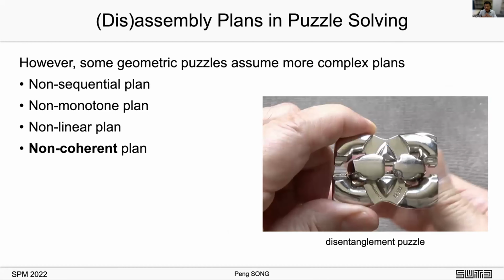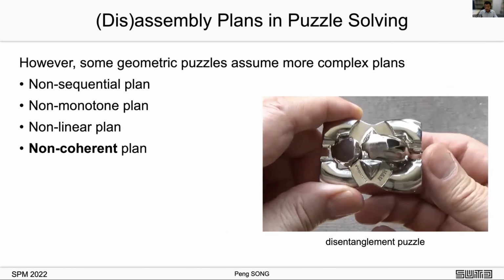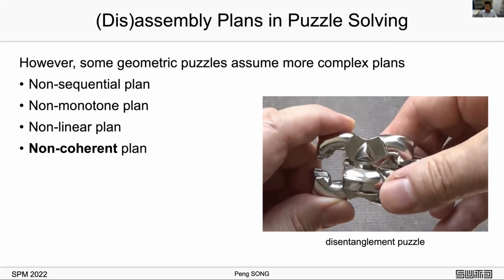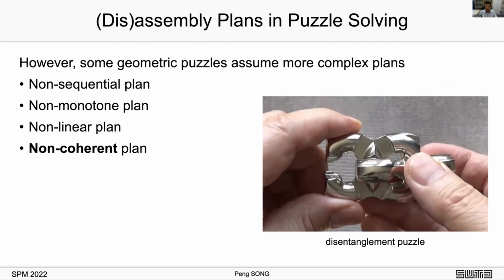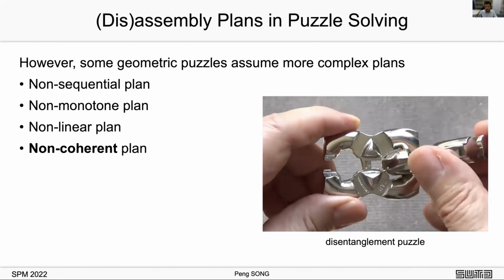This tangle puzzle assumes a non-coherent disassembly plan. That means when we solve these puzzles, the puzzle pieces may not contact one another, making it difficult to find a correct solution to disassemble the puzzle pieces.